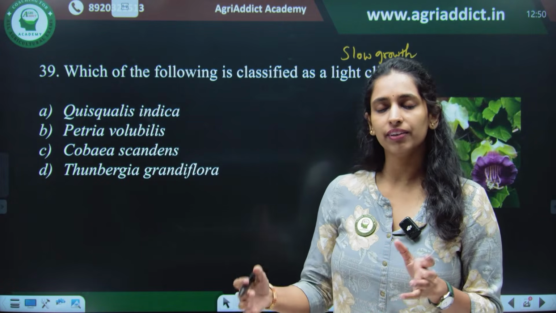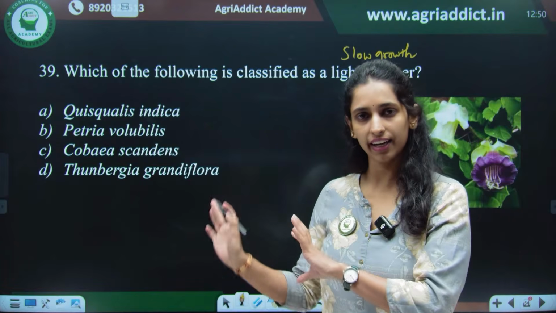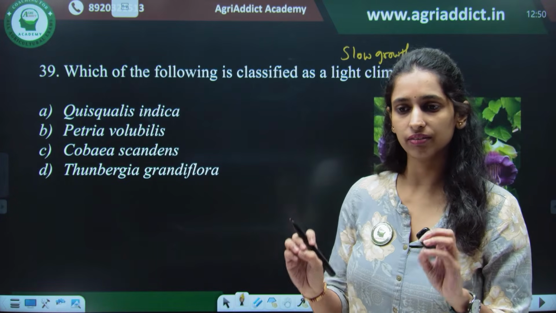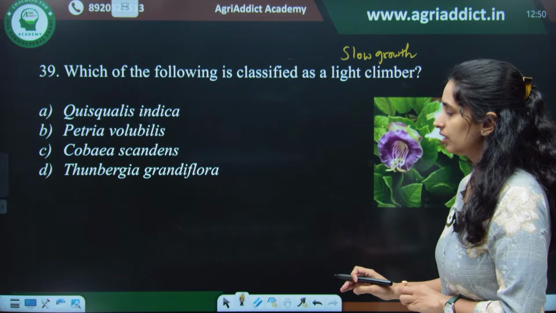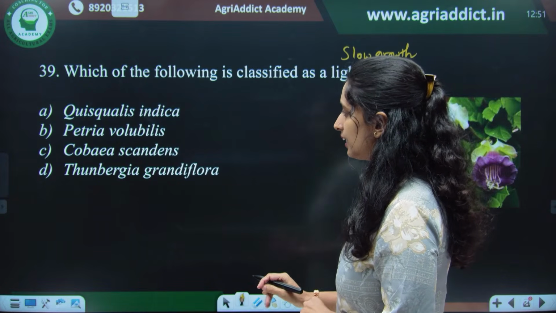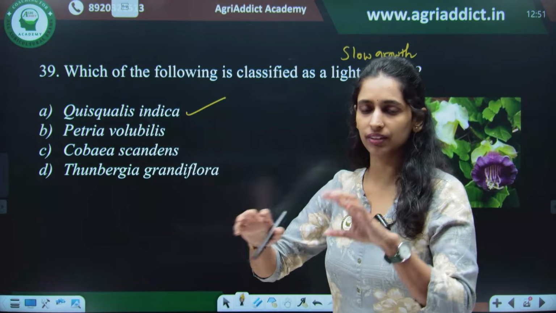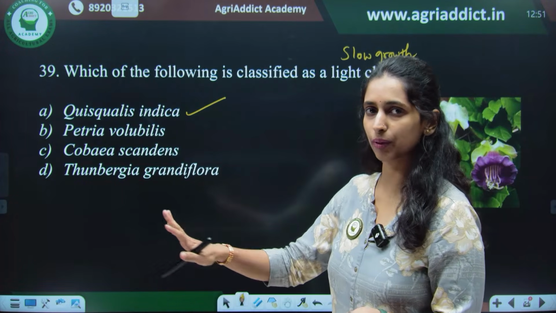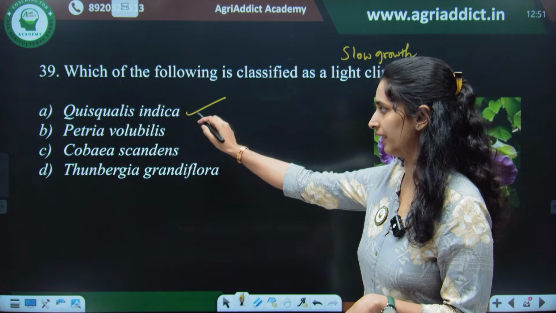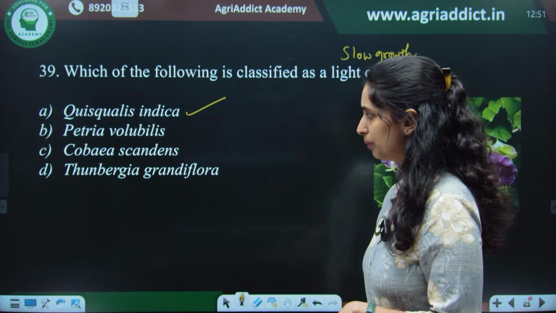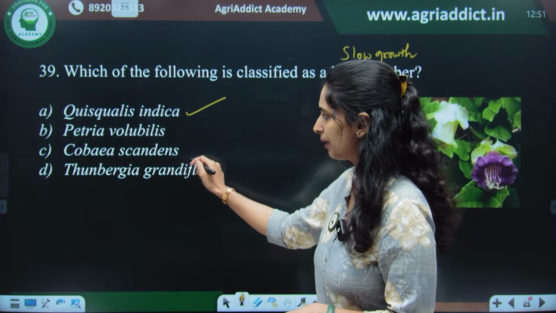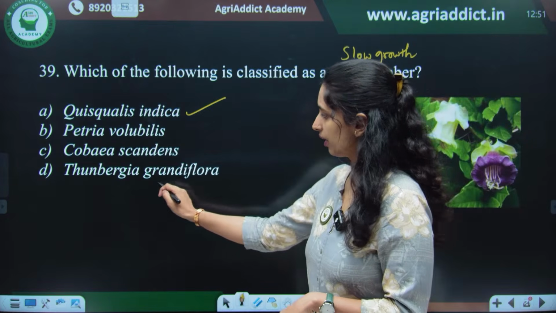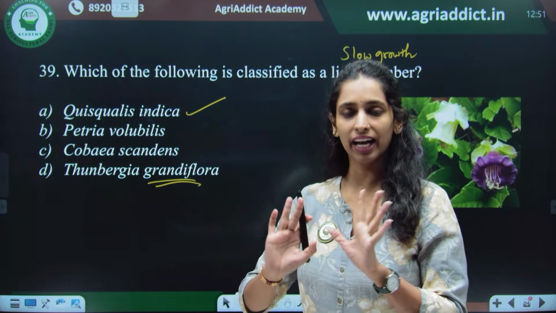If you plant it, it will take 2-3 years to cover the area. So this also you have to mug up, no option, important one you remember. Okay, so Quisqualis indica, ये तो रंगून creeper है, it will occupy the whole building if you plant it. वो fencing में भी होता है ना, it is common everywhere in whole India. Petrea volubilis, Cobia scandens, and Thunbergia grandiflora. If grandiflora comes, no doubt, ये तो heavy climber है.